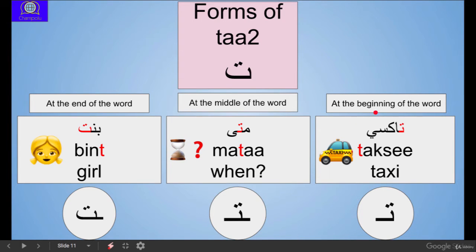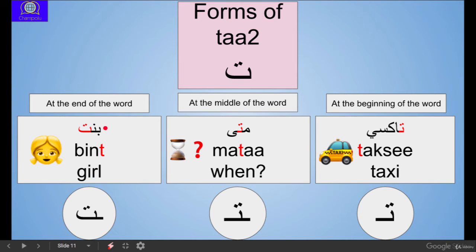So let's take a few examples. If the letter ta comes in the beginning of the word, you'll find that it appears in this shape, which is the initial form, and if it is in the middle, it takes the medial form, and if it's in the end, you'll find that it follows the final form.